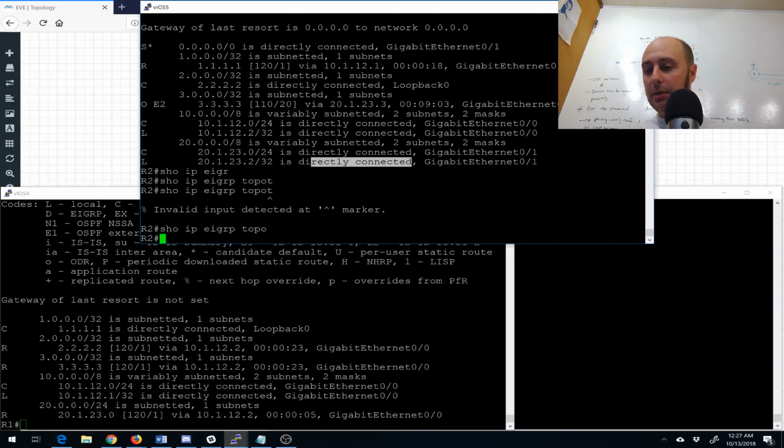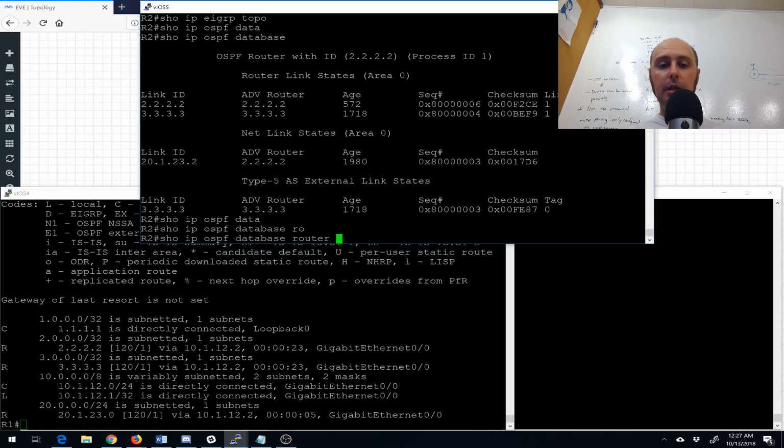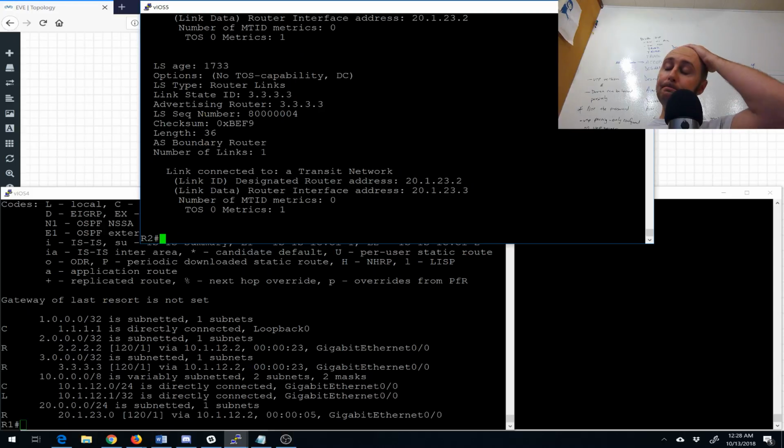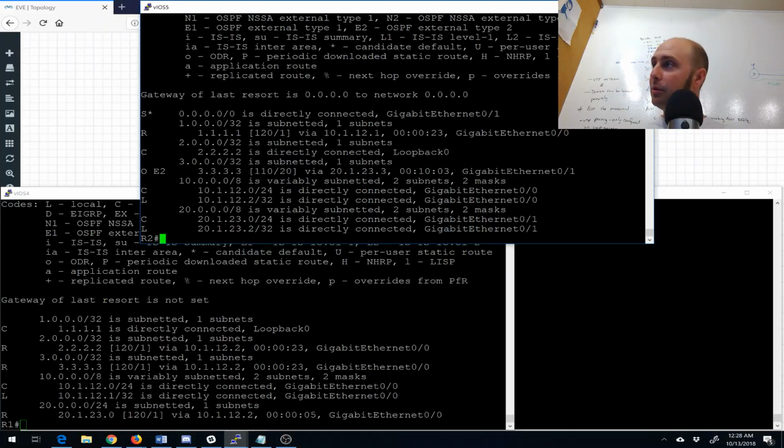If I do show IP EIGRP topology, I'm not running EIGRP, so let's do show IP OSPF database. We do see the connected link, the connected interface here. And if we do show IP OSPF database for the router LSA, we see the connected interfaces here. It's because even though it is in the OSPF database, router 2 doesn't see it as an OSPF route. In this case, show IP route. It sees it as directly connected, and I think that was what the override is.